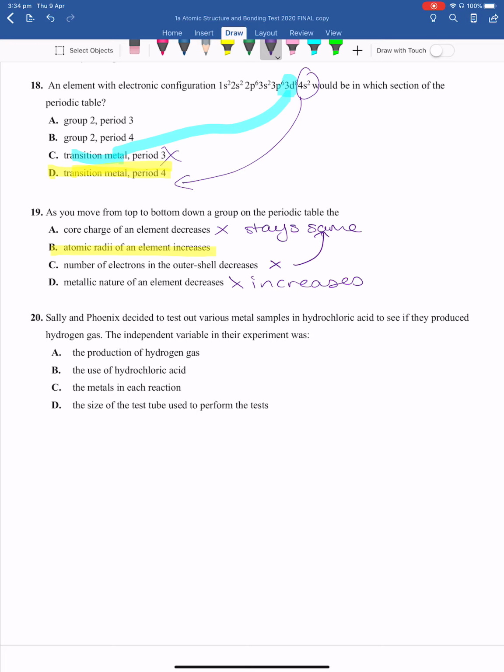Last question. Sally and Phoenix decided to test out various metal samples in hydrochloric acid to see if they produced hydrogen gas. The independent variable, what did they change? They did not change the production of hydrogen gas. That would be their DV. The use of hydrochloric acid would be a CV. The metals in each reaction, that sounds reasonable that it's an IV. And the size of a test tube is also a CV. So what we're looking at here is 20C, and 85% of you got that right.